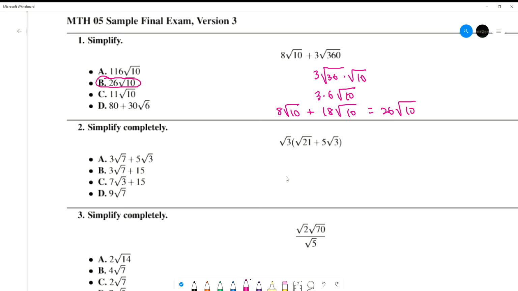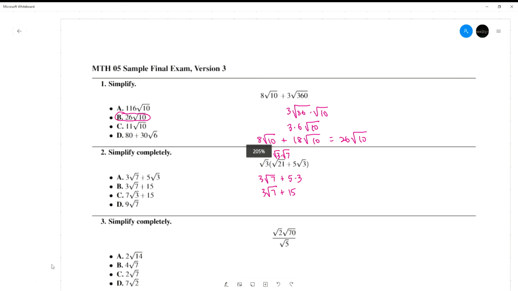Okay. Number 2, we have to distribute, but I also noticed that this radical 3 is what's being distributed. I can see radical 3 times radical 7 is radical 21. So when I distribute this radical 3, I get 3 radical 7 plus 5 times 3. So this is 3 radical 7 plus 15. Okay, any questions on the first two?